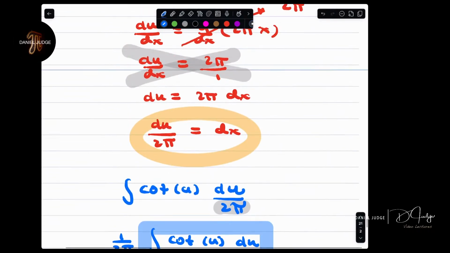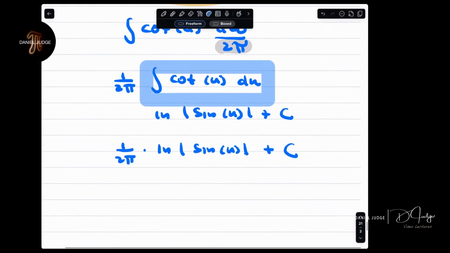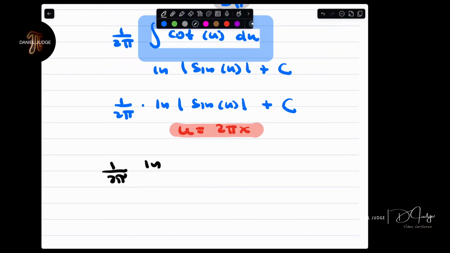But we have to recall u being 2 pi x. So we're going to put that in. So, ladies and gentlemen, let's write our final answer down in black again: the constant 1 over 2 pi, natural log absolute value of sine 2 pi x plus c.